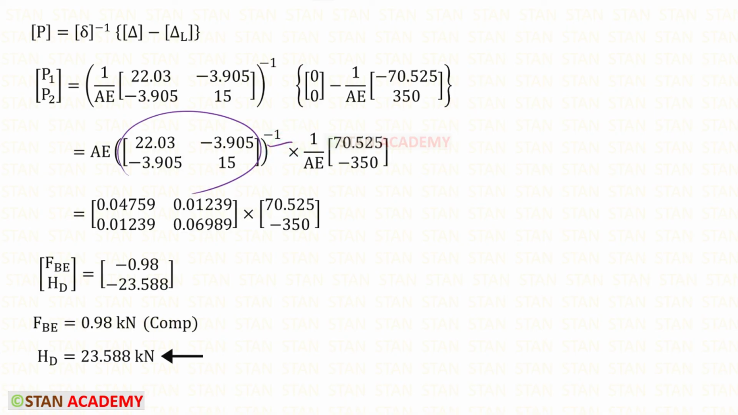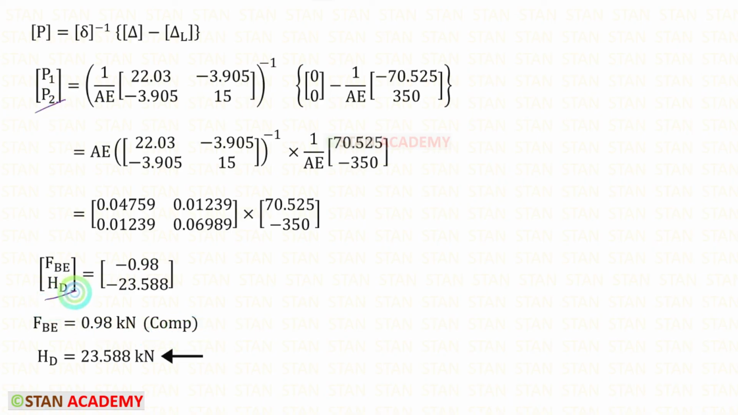For this matrix, we have to take inverse. Using the calculator, we can take inverse. This is the inverse. If you do not know how to use the calculator for inversing the matrix, see the description below. There is a link. You can click the link and watch the video. When we multiply these two matrices, we will get the final answers. P1 is the force FBE, that is the first coordinate. For that, we have got a negative value. That means the assumption is incorrect. We assumed that FBE is tensile, but actually it is compressive.